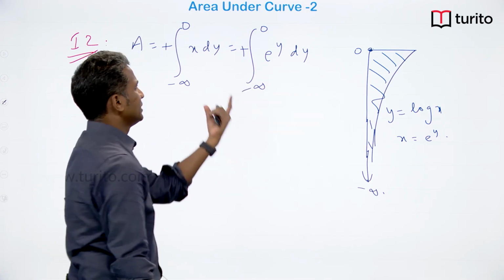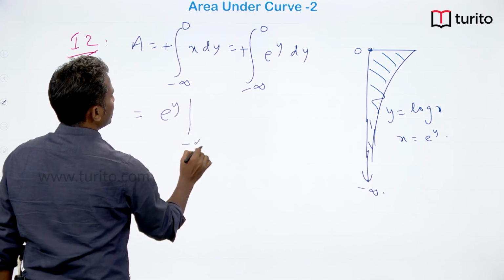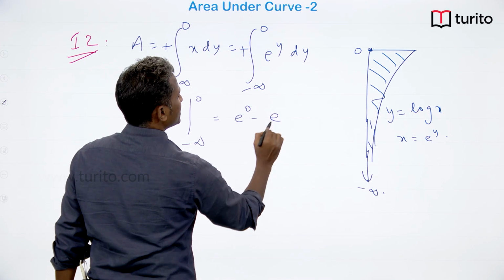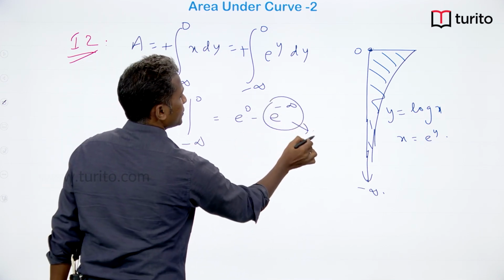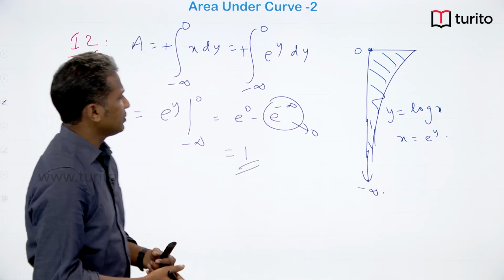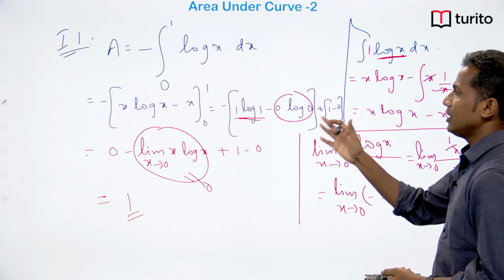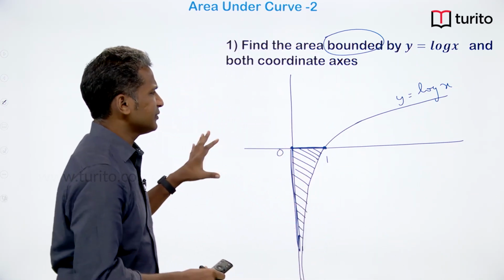Okay. Now further, we know how to integrate this. Integral becomes e power y only. Limits going from minus infinity to 0. So it gives e power 0 minus e power minus infinity. This will anyways tend to 0. So we got the value as 1. See how simple it is doing with y-axis. Okay. So here we have got two ideas. One is area formed with x-axis, the other is area formed with y-axis.